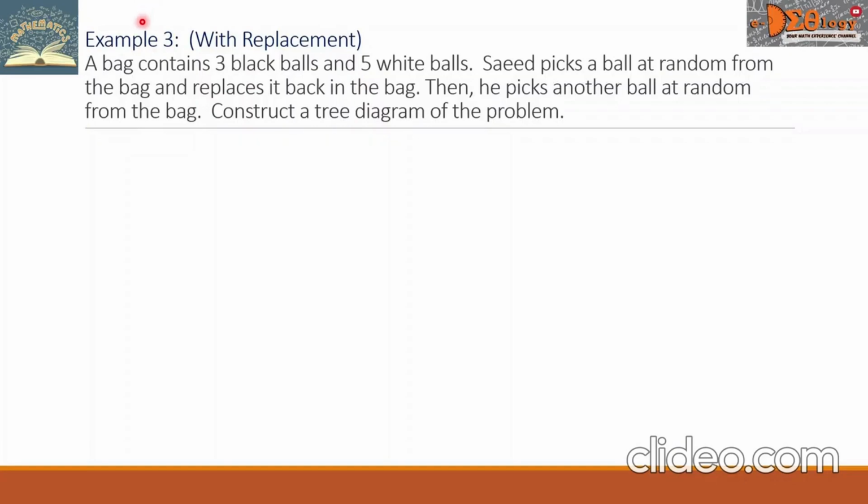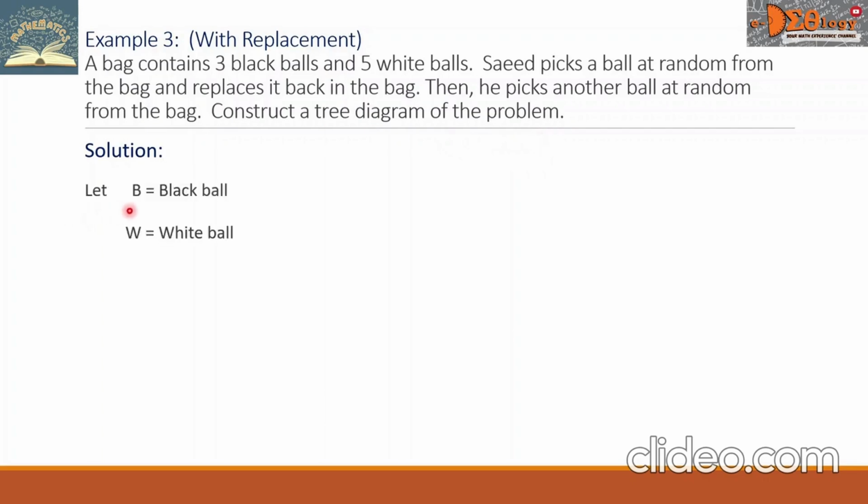Example 3. This is a problem about probability with replacement. I read: a bag contains 3 black balls and 5 white balls. Said picks a ball at random from the bag and replaces it back in the bag. Then he picks another ball at random from the bag. Construct a tree diagram of the problem.